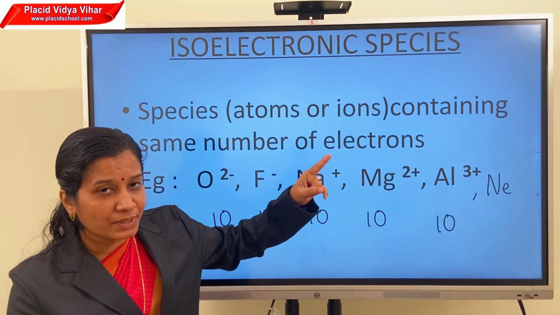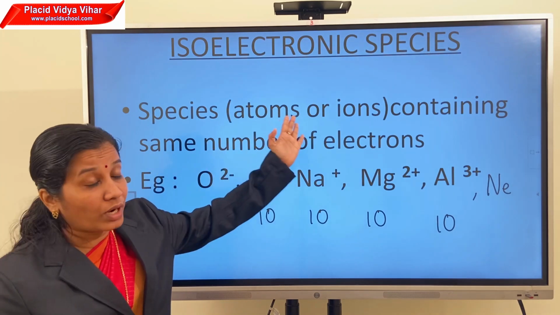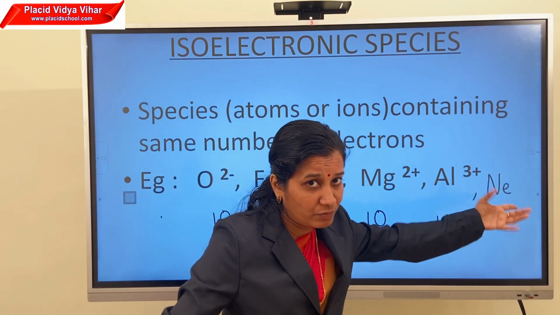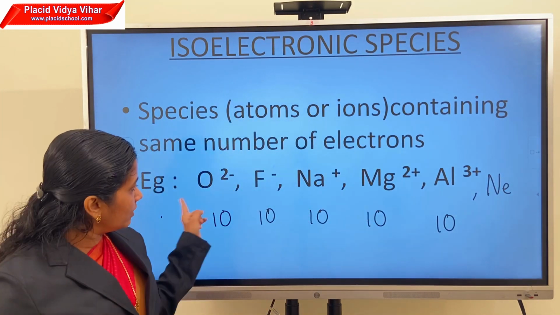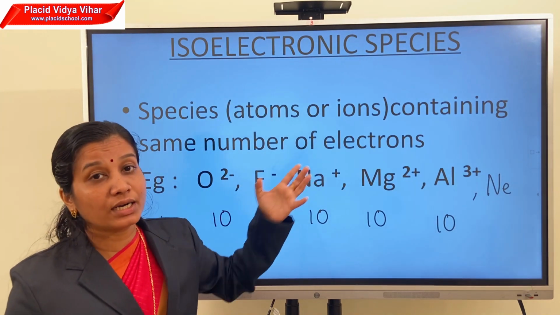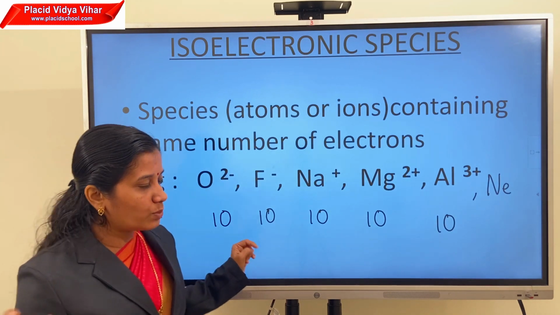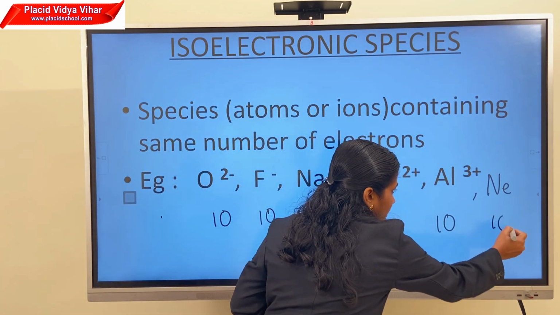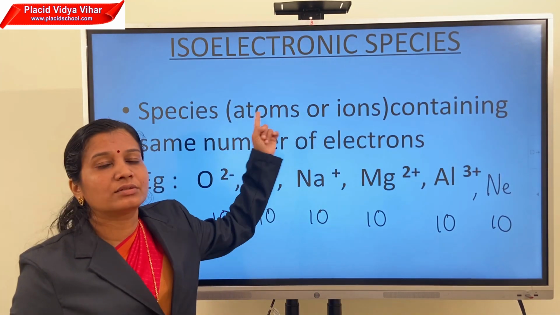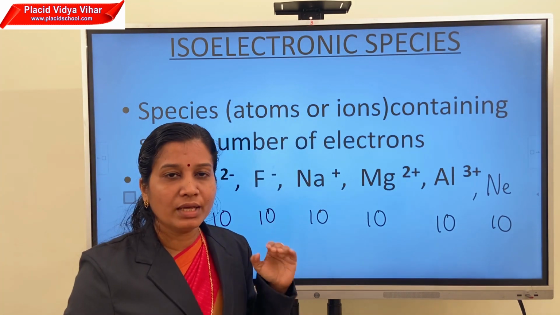So isoelectronic species means atoms or ions. So this is an atom without charge. Then all the other examples, you can see some charges, positive or negative. Then whatever it is, the number of electrons is what? 10. So that is isoelectronic species, having the same number of electrons.